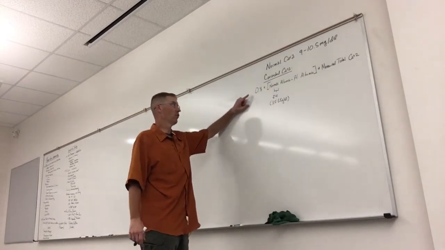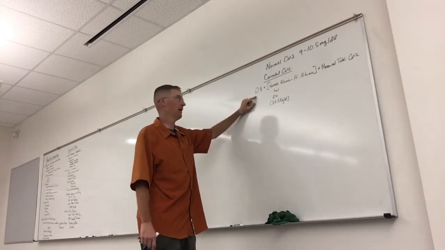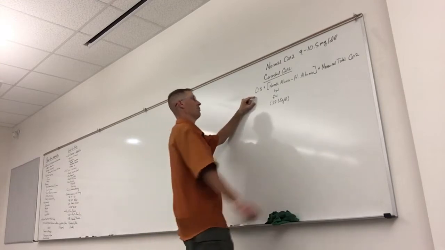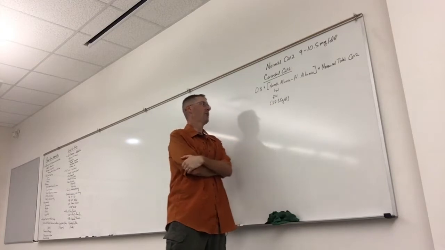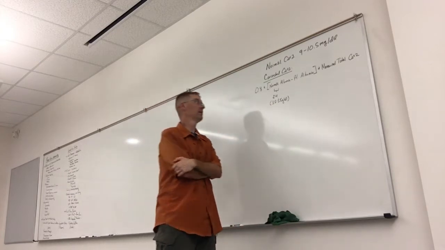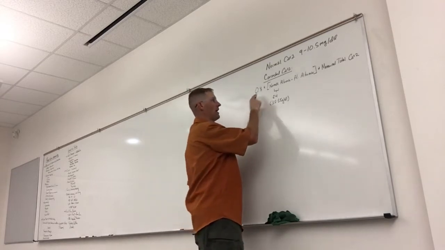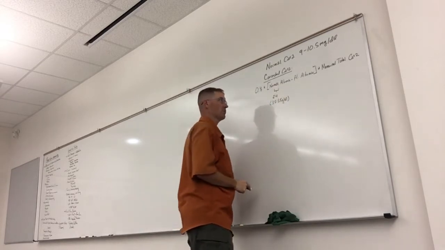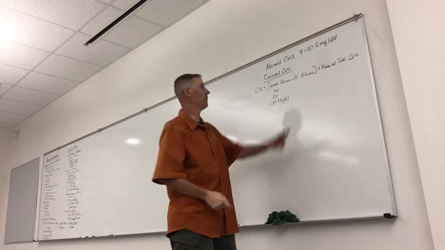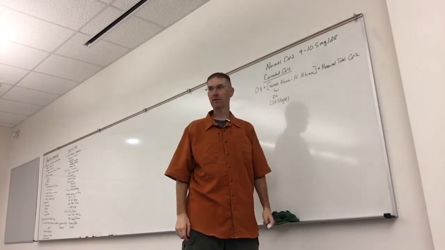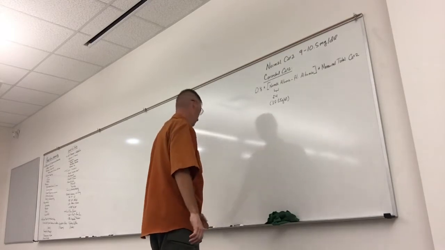And so the corrected calcium formula is 0.8, multiplied by the normal albumin minus the patient's albumin, and that gets added to the total measured calcium. So let's just work through an example. It seems kind of weird here, but let's work through an example.